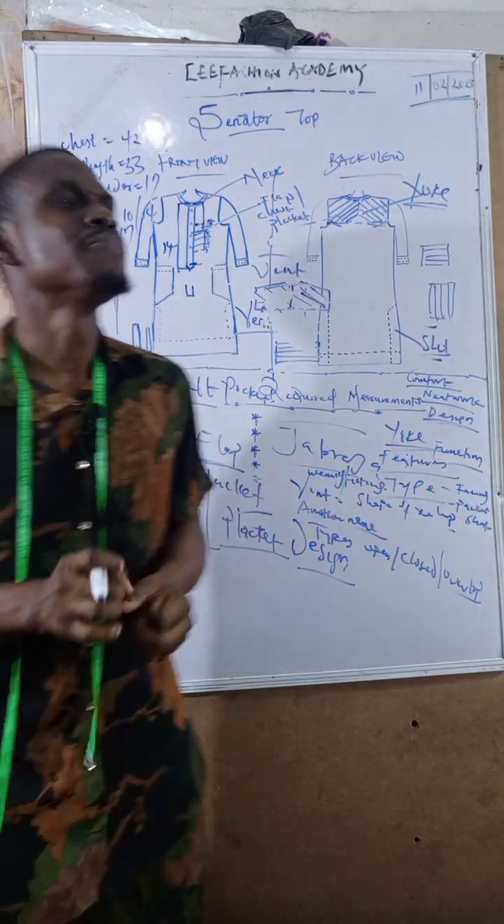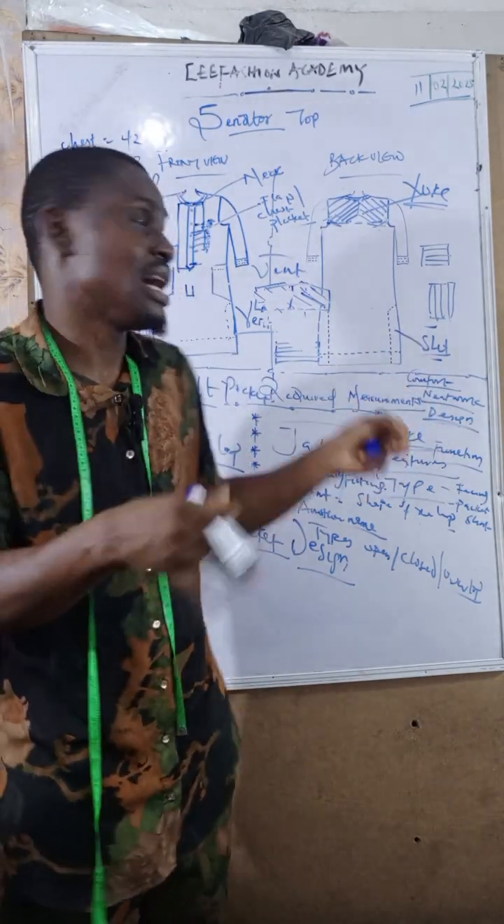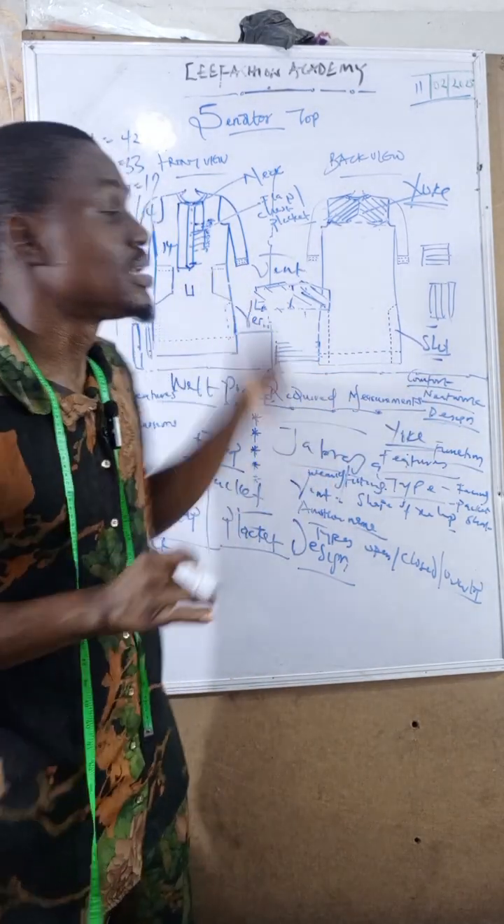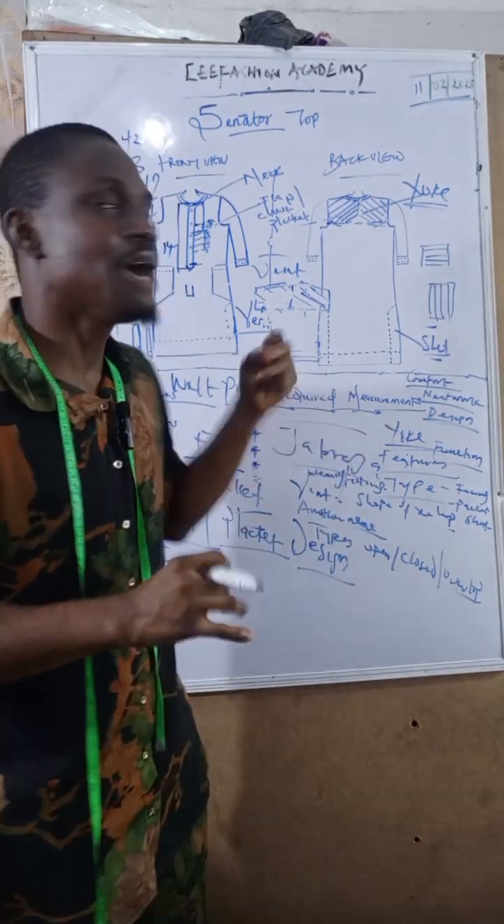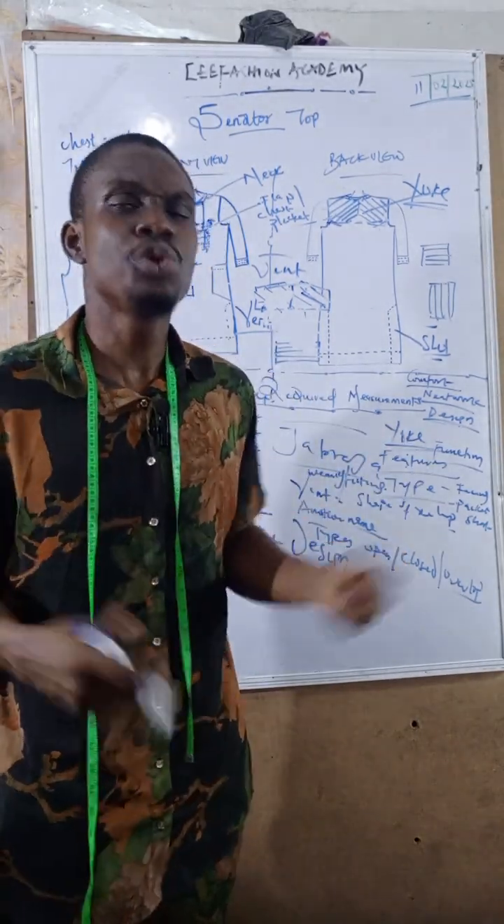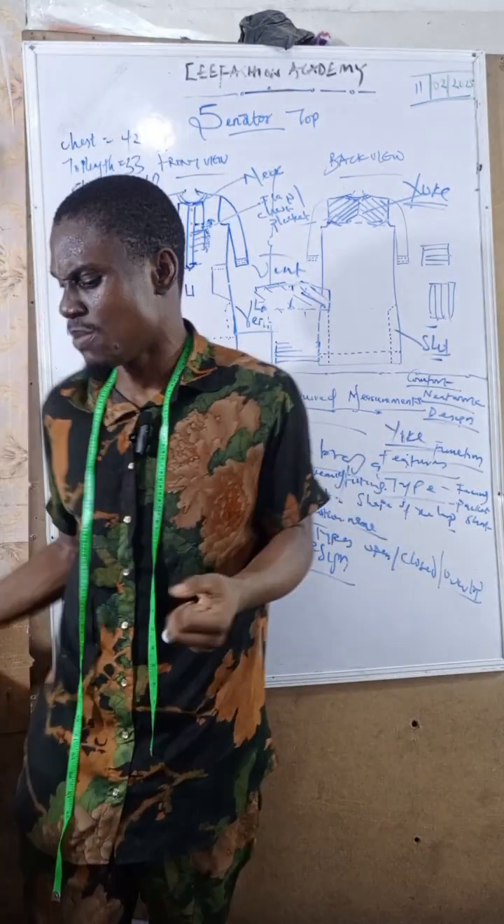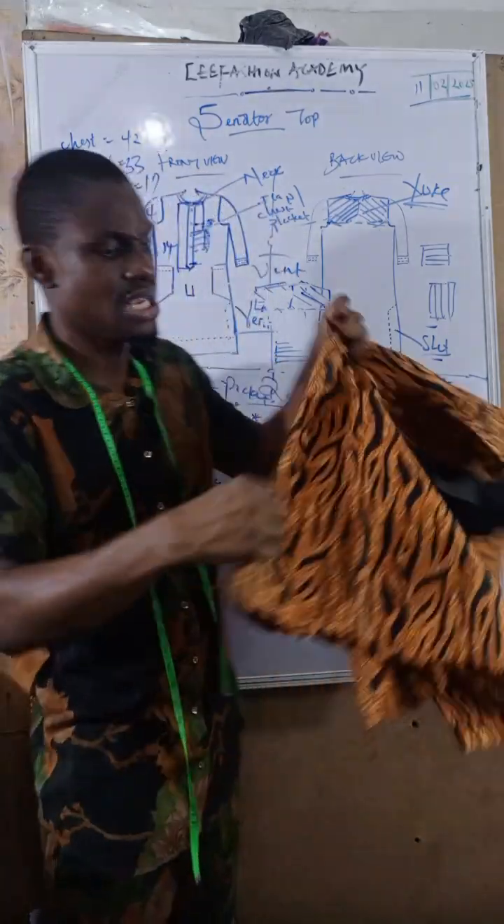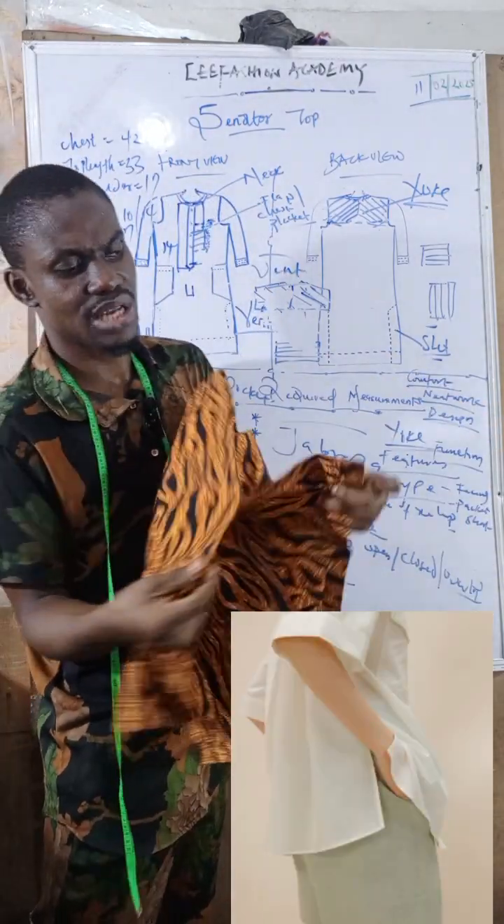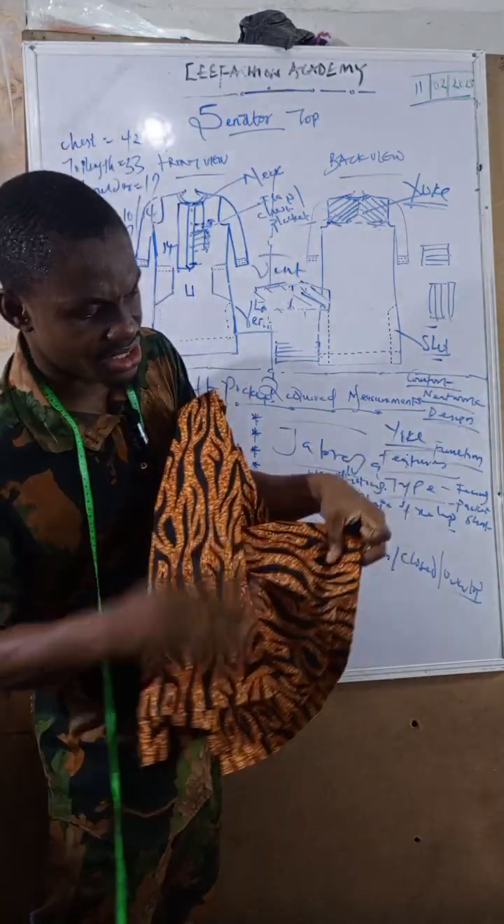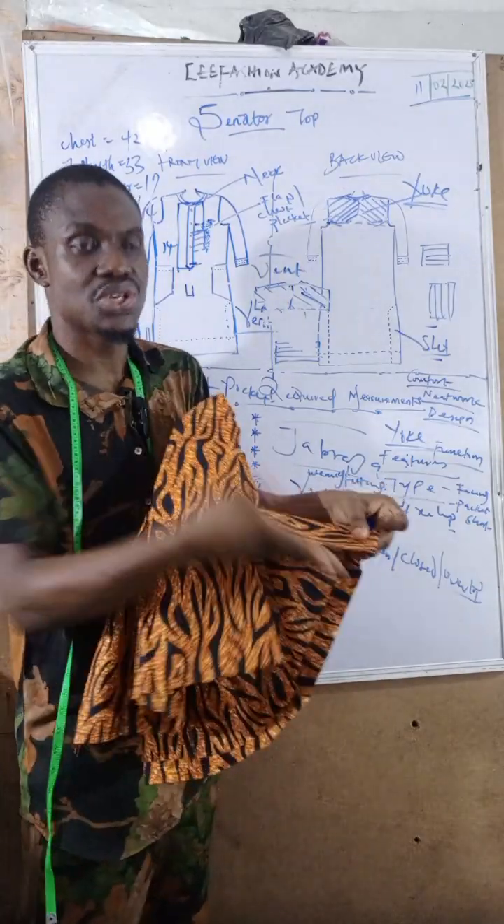So let's go back to the different kinds of slits that we have. Let's just mention a few that we already know. We have the open and closed slits. Which one is the open slit? The open slit is the normal slit that we usually have on dresses. Now look at it. You can see this particular slit. Are you seeing it? So this one is called the open slit.